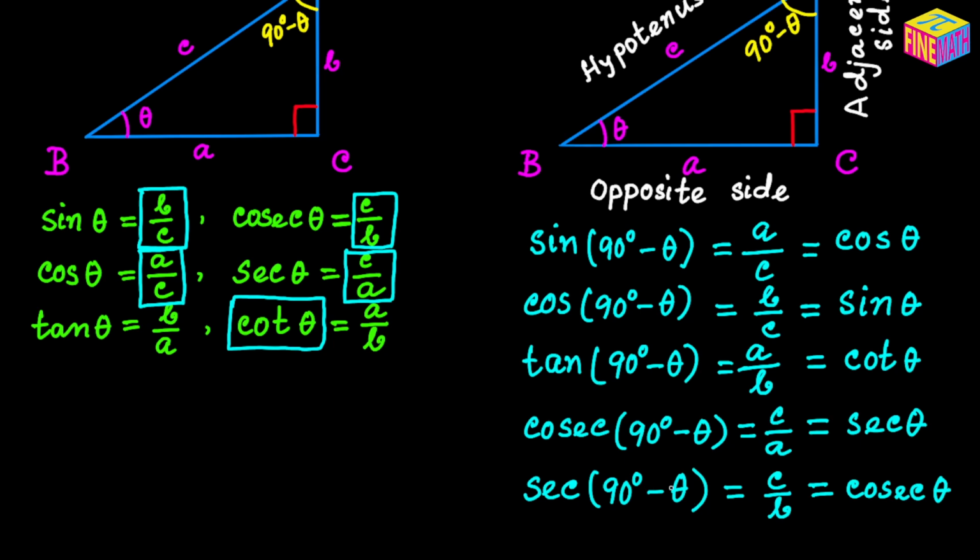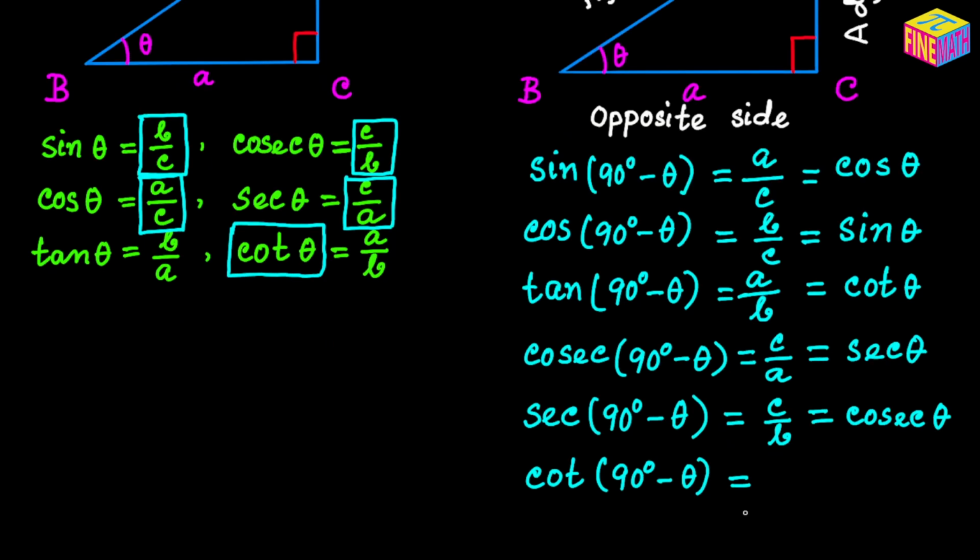And then what would be the cot 90 degree minus theta? Let's see. Cot 90 degree minus theta would be the reciprocal of tan 90 degree minus theta, which is A divided by B. In this case, it will be B divided by A. So cot 90 degree minus theta would be B divided by A. And if you look at the left hand side, B divided by A is actually tan theta. So it can be written as tan theta.